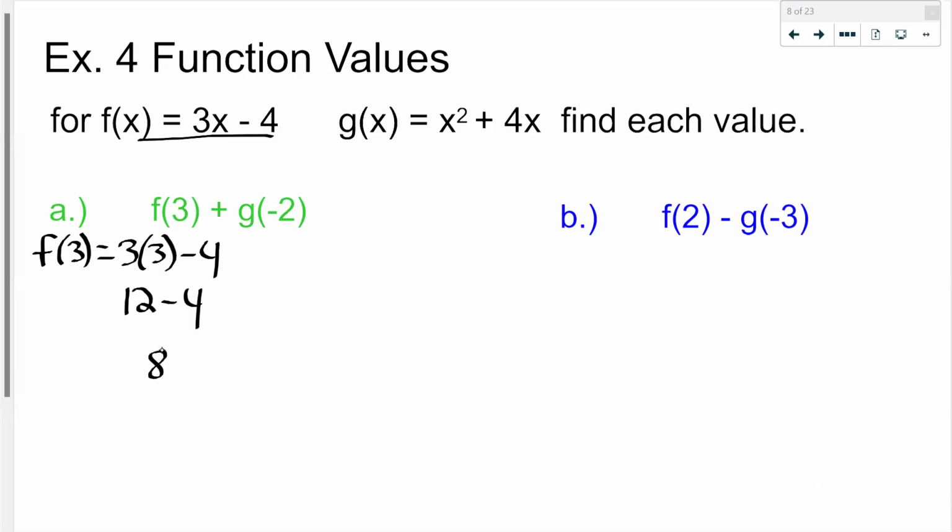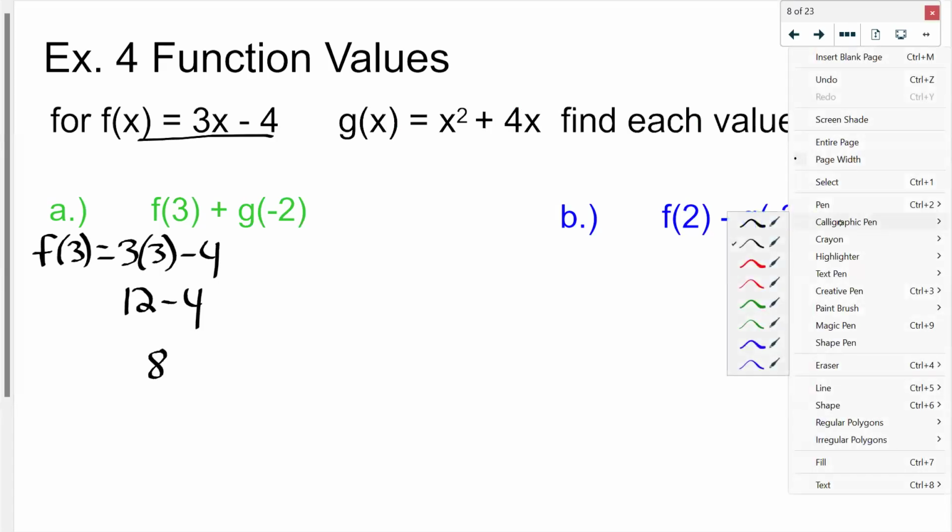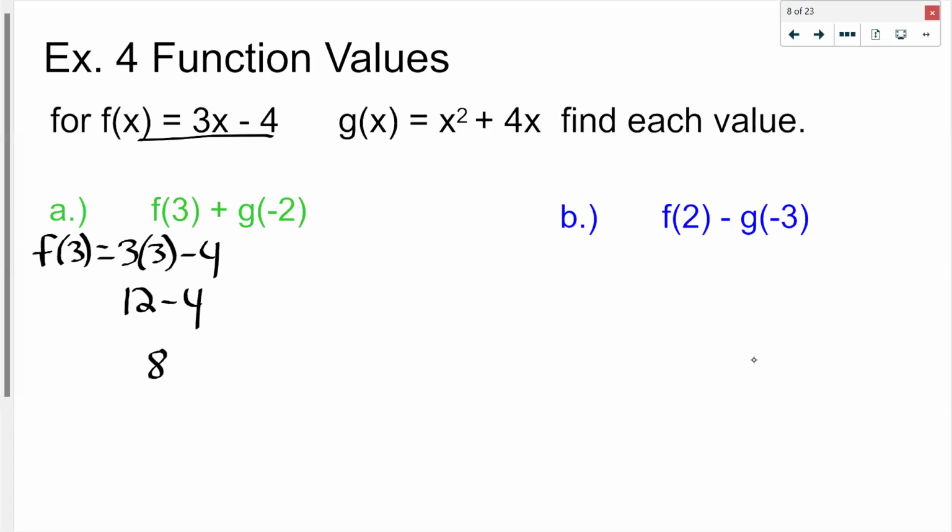Then I'm going to do my g of -2. So I'm going to choose a different color. Let's go with blue. So this is going to be -2 squared plus 4 times -2. -2 squared is 4. 4 times -2 is -8. So we have 4 minus 8, which is -4.